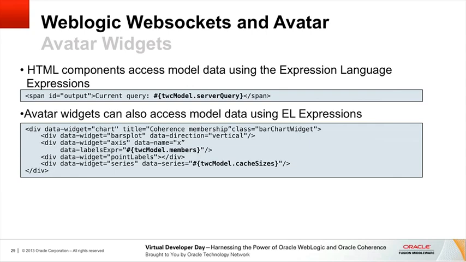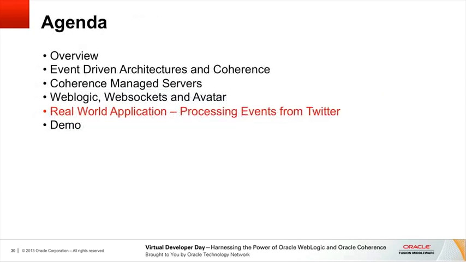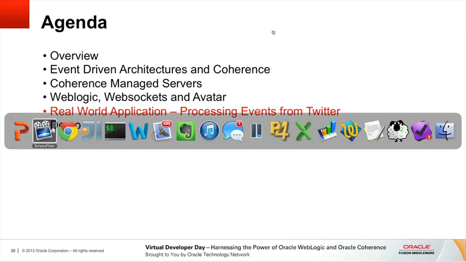Either we can have just standard expression language that we embed in the HTML, in the example of TWC model server query, which is the first code sample, or we can have a widget like this chart where we're going to take TWC model members and TWC model cache sizes and render those in a bar chart. This will all make much more sense once we get into the code base. With that, let's get into the code base and talk about the real-world application for processing events from Twitter.